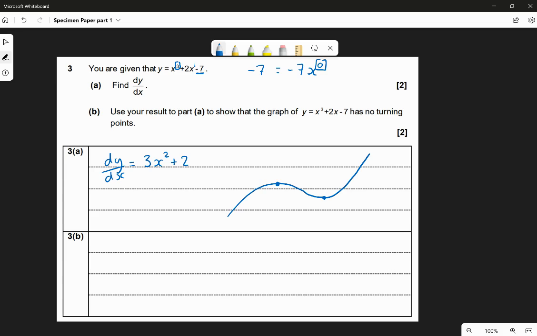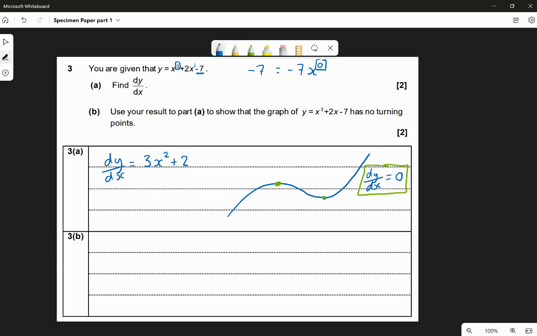Okay, the gradient at those points is equal to 0. So at a turning point, at those points, the gradient equals 0. At those specific points, there and there, this would be true. So it's asking us to show, using what we found out in part A, that there are no turning points.